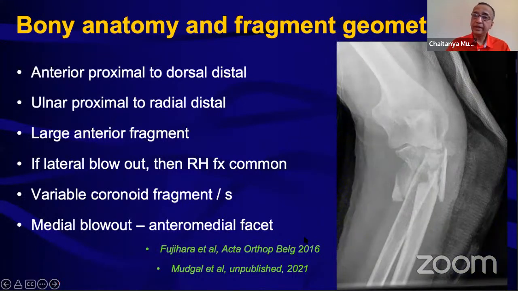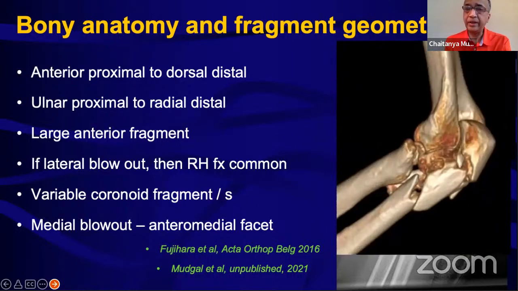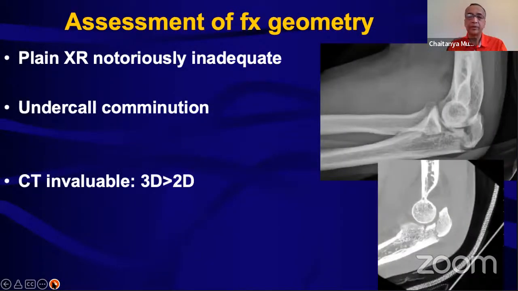As you can see here, there's a medial fracture extending into the anteromedial facet, and there's a lateral blowout as well. And this CT emphasizes all the classic features that we just talked about. You have your fracture line running from anterior proximal to dorsal distal, from ulnar proximal to radial distal. You have your lateral blowout, you have a comminuted radial head fracture, all the classic features that you can expect to see repeatedly, consistently, and reproducibly.